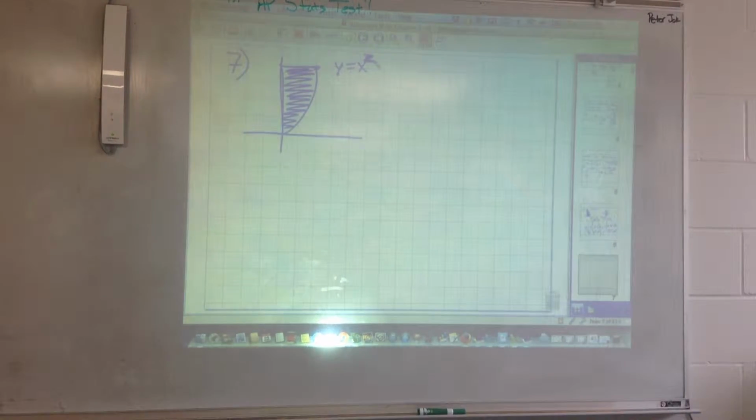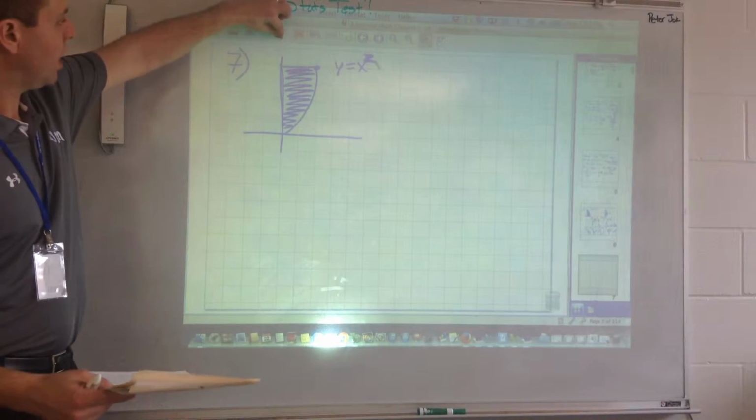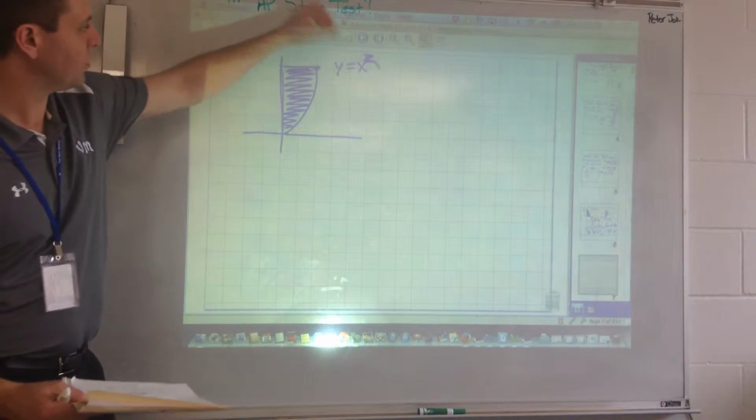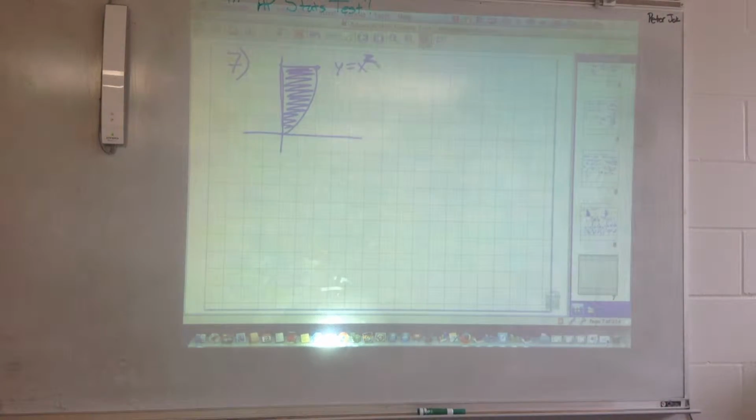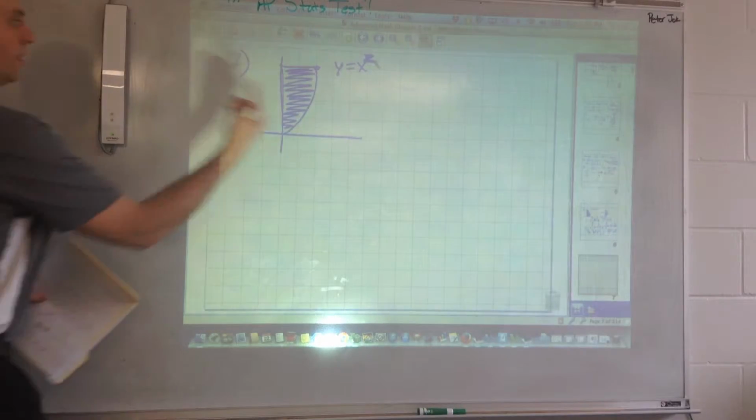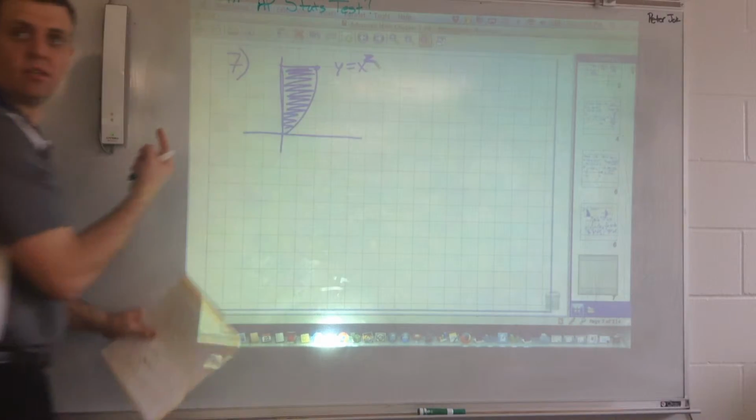Alright, another example of the disk method, except this time we're going to take the enclosed region, and in this case our region is bounded by the line x equals 0, y equals 4, and the parabola y equals x squared. So that enclosed region, we're going to rotate it around the y-axis. Okay?